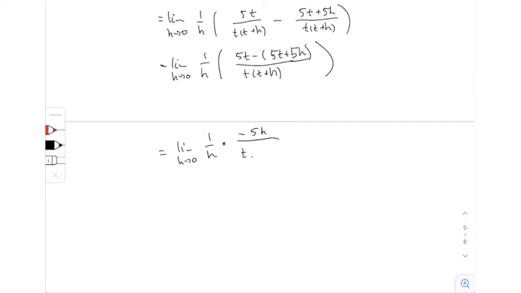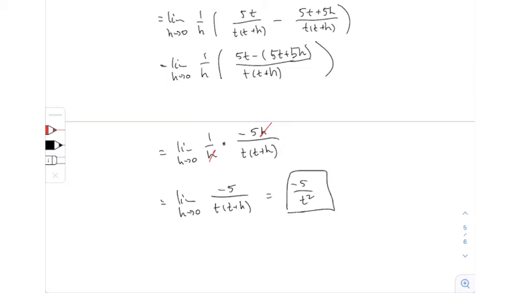Almost done here. What can we do next? Yeah. Cancel the h's. Finally, this 1 over h, which was sitting out front, can cancel that h up there. And now we are ready to actually do the limit. So I'll write that. Finally, negative 5 over t times t plus h. Plug in h equals 0. I get minus 5 over t squared. And that's the answer. It's quite a journey to get there. We made it eventually. Anybody got any questions about that one? Great. Minus 5 over t squared.